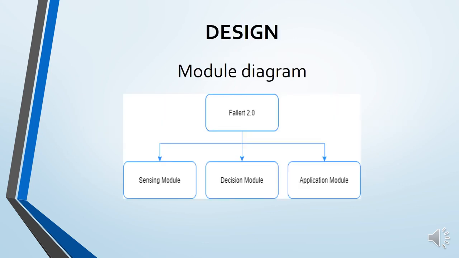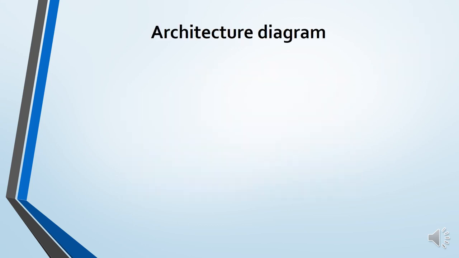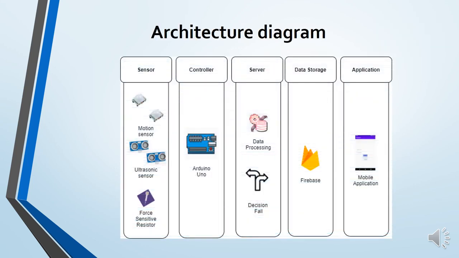So we continue with the design. This is the module diagram for my project, which consists of 3 modules. The first one is the sensing module, the second one is the decision module, and the third one is the application module. This is the architecture diagram, which consists of the sensor, controller, server, data storage, and application.